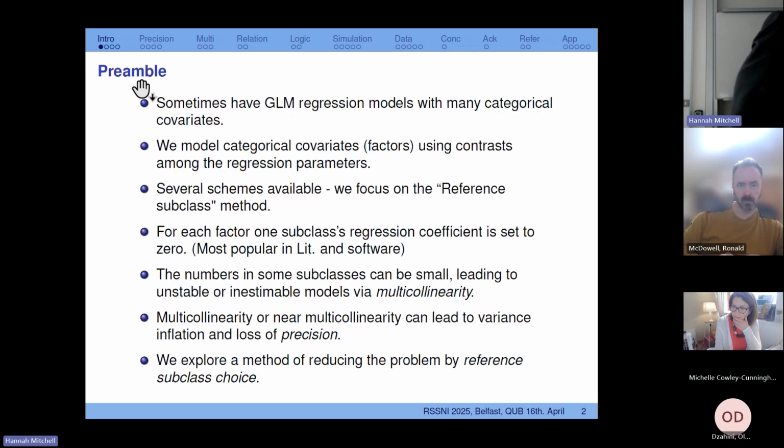So say something about the preamble. Better sit down if people are online going to see me.